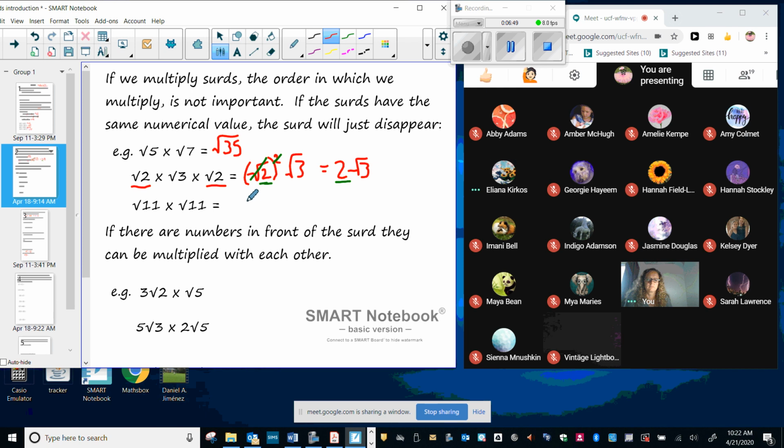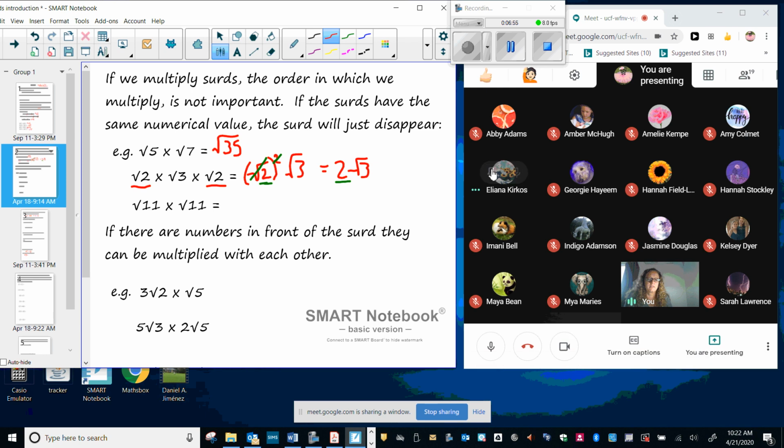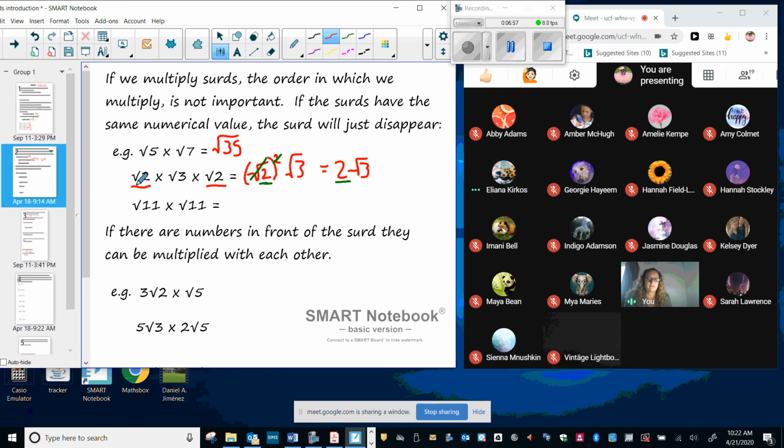11 times 11, which is... Well, think about what we just said about the square root of 2 multiplied by the square root of 2 was just 2. So would it just be 11? Yeah. Not even the square root, we can just say it's going to be 11 because these square root signs cancel each other out. Simplify it, you just cancel it out.